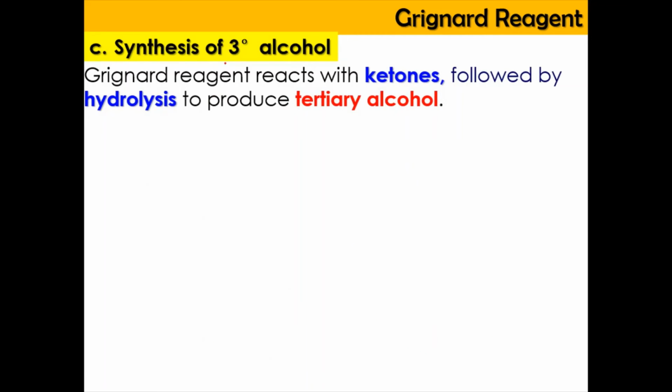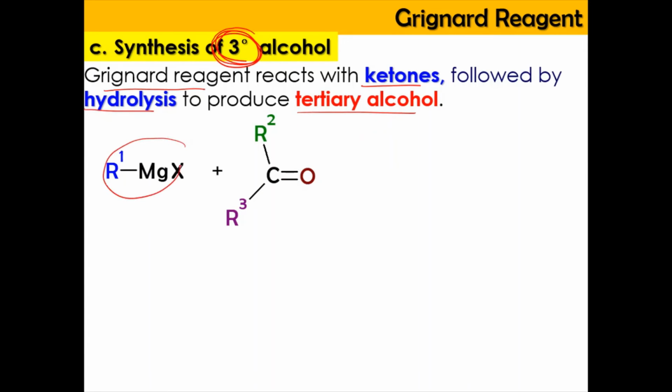Alright, so now we're going to produce a tertiary alcohol. For a tertiary alcohol, we need to react our Grignard reagent with a ketone, followed by hydrolysis. So let's say we have our Grignard reagent, but now we are using a ketone because the carbonyl is attached with 2 alkyl groups.